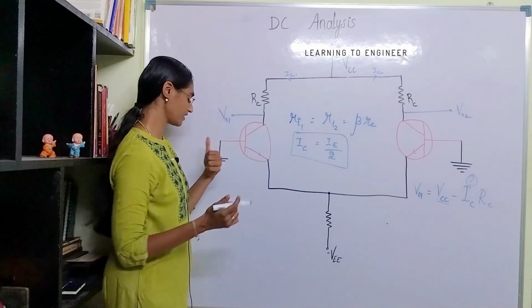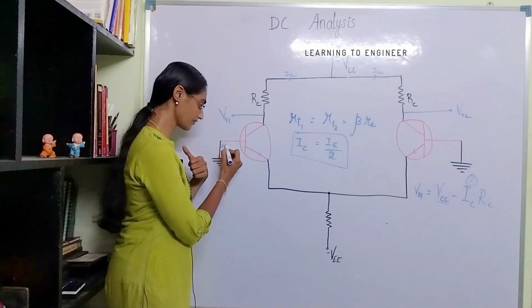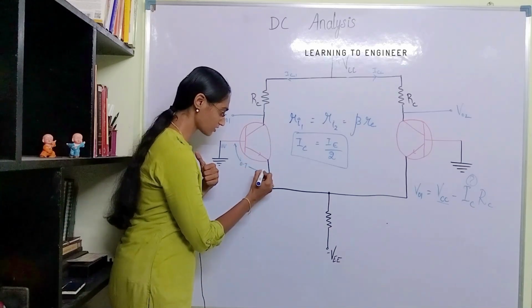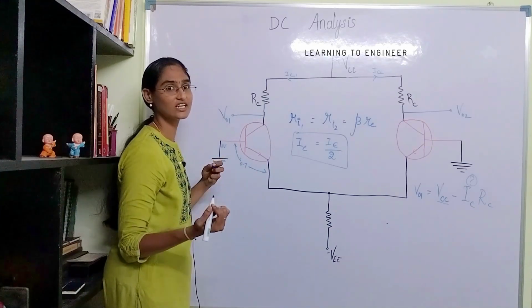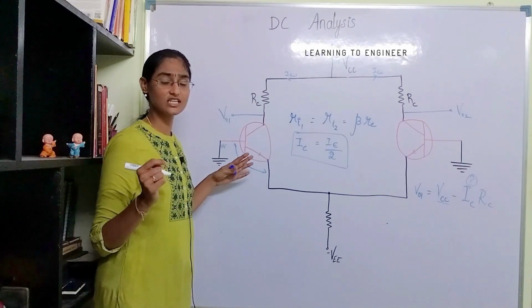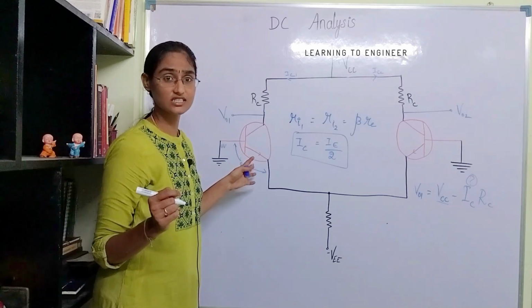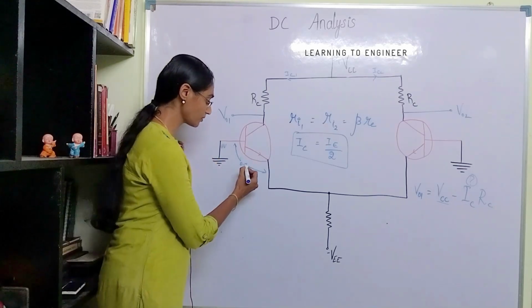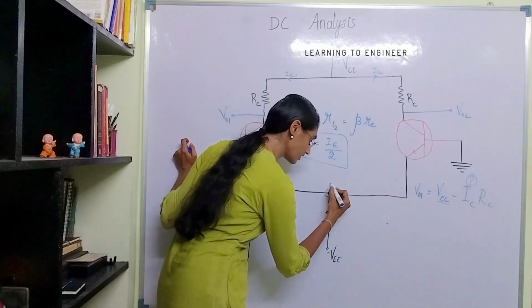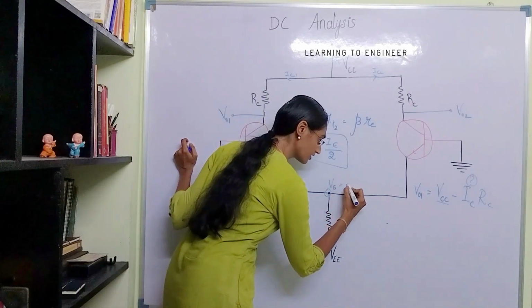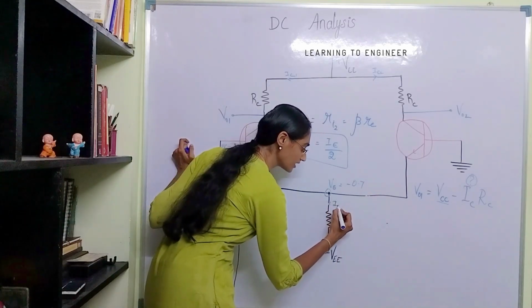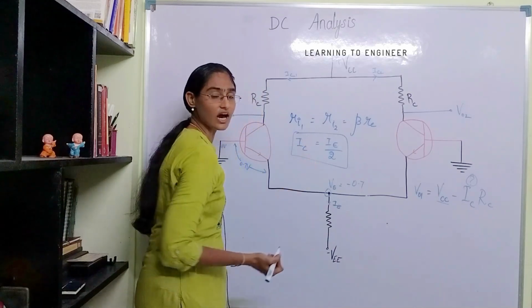Since we have nullified this, there is 0 volt here and there is a drop of 0.7 across the base emitter junction of a silicon diode. If it is germanium, it is 0.8. Generally silicon transistors are used, so we are considering this to be 0.7 volts. Okay, so what is the voltage at this point? This is equal to minus 0.7. So let us find the emitter current and hence find IC.